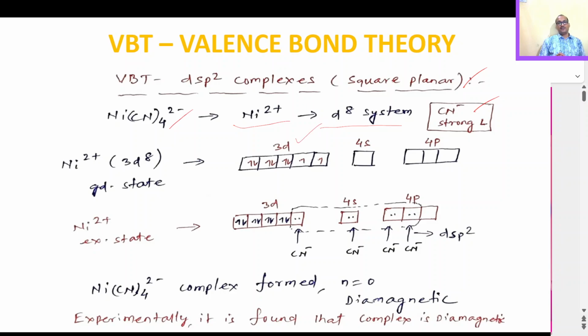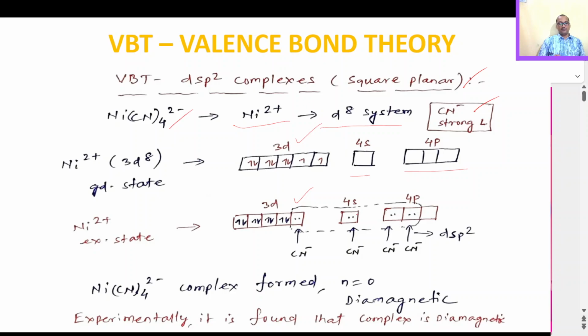So these 8 electrons will be filled in the 3d orbitals based upon Hund's rule. Each orbital will be filled first, then the extra electrons will go for pairing. This is the way 8 electrons are filled, and we have vacant 4s and 4p orbitals. Since CN- is a strong ligand, it will force the 3d electrons to pair up. As a result, we get one of the d orbitals vacant.